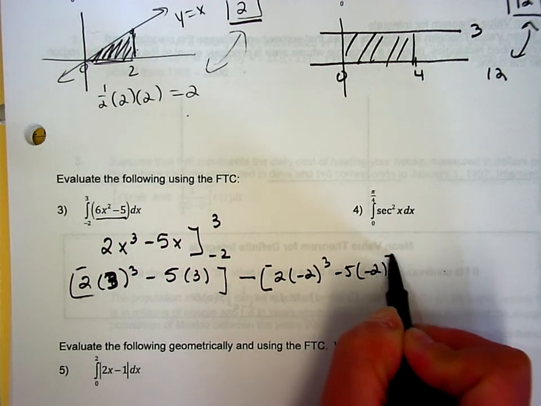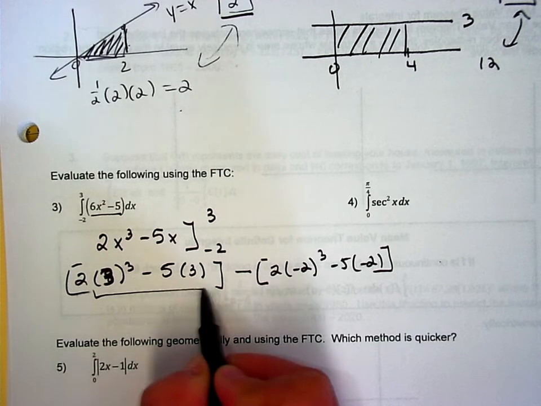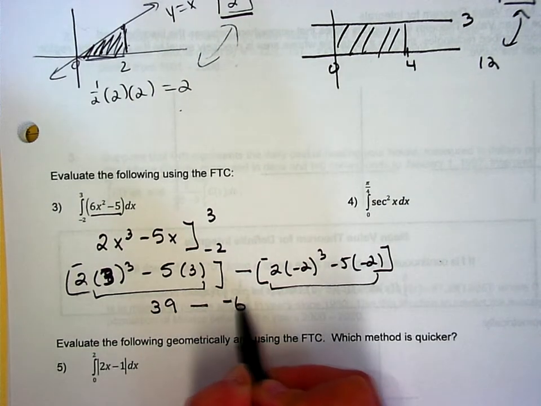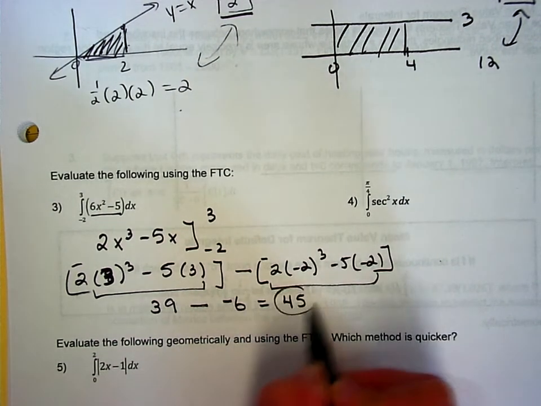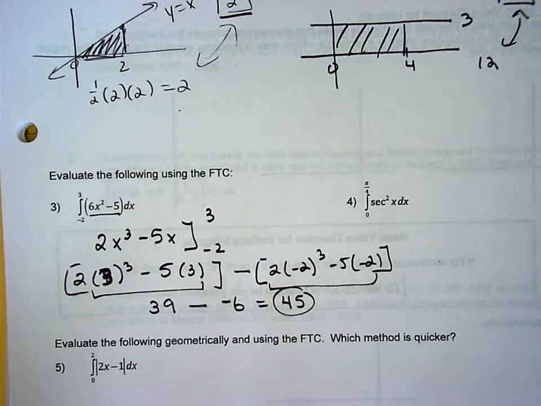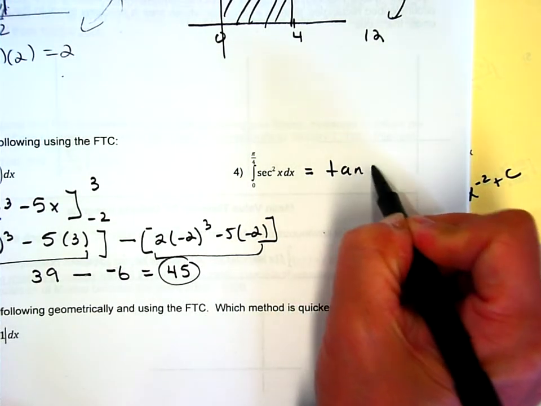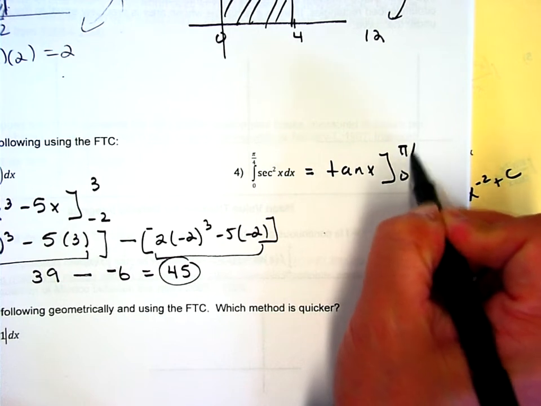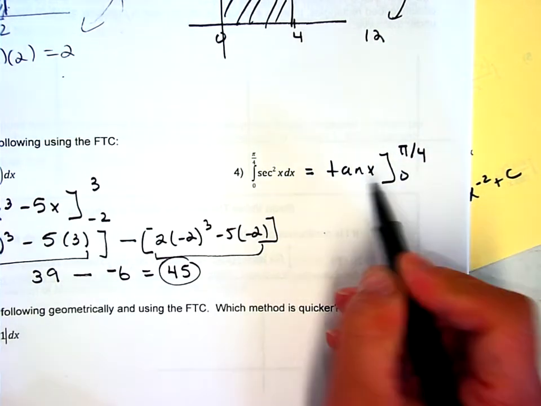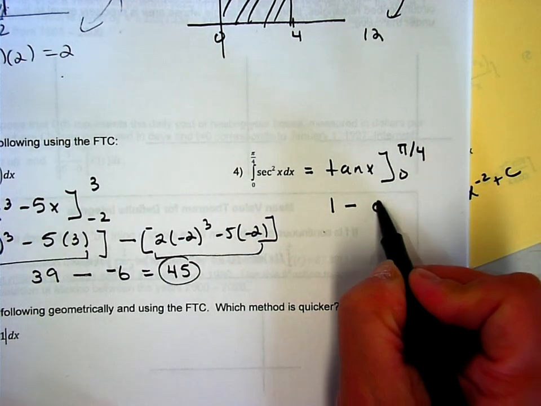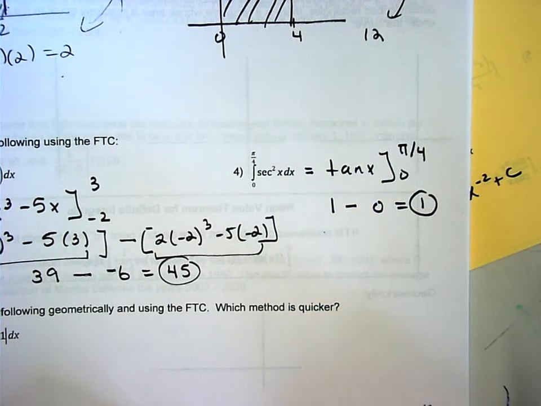And then you're just going to do this arithmetic, and if you punch this out, I believe this is 39. All of this becomes a negative 6, so this ends up being 45 as my final value for this definite integral. Okay, try one more. So antiderivative of secant squared is tangent. I'm going to plug in the upper bound, so tangent of pi fourths is 1, minus tangent of 0 is 0, so this becomes 1.